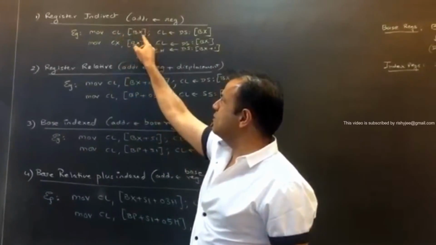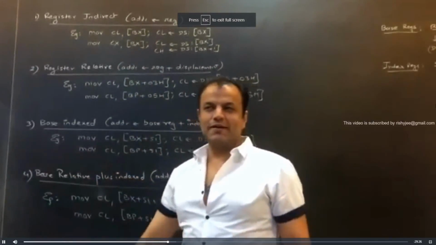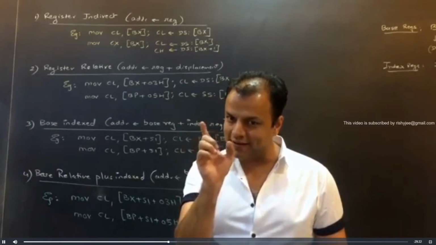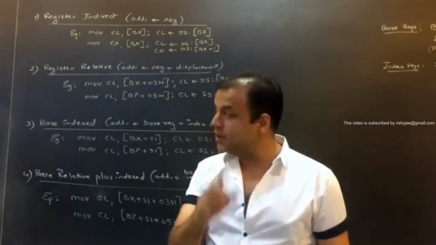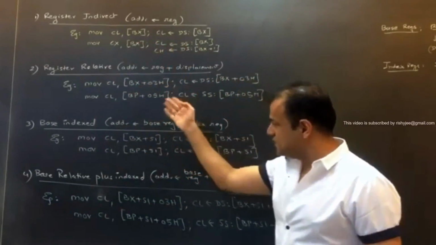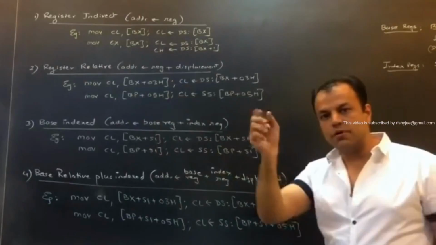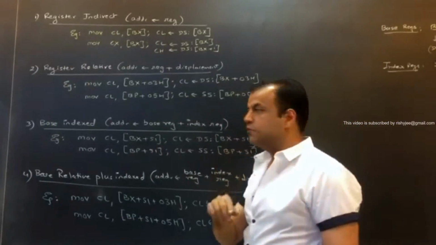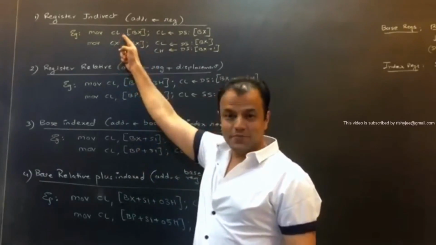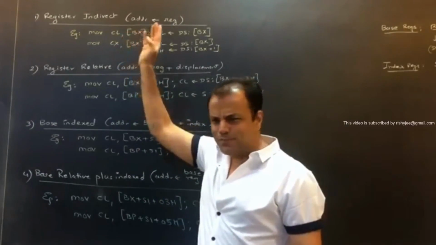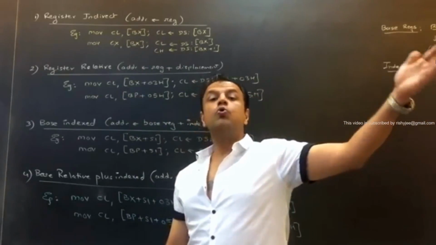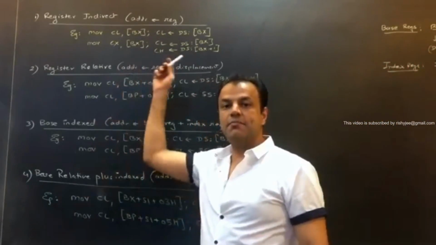Move CL comma square bracket BX. What did I tell you 5 minutes back? Anything given within square brackets will act as an address. I repeat, anything. Whether it's a number, whether it's a register plus a number, whatever. The moment you put square brackets, it becomes an offset, or an address. So who is getting the data? CL, not from BX, but from some memory location whose address is given by BX.